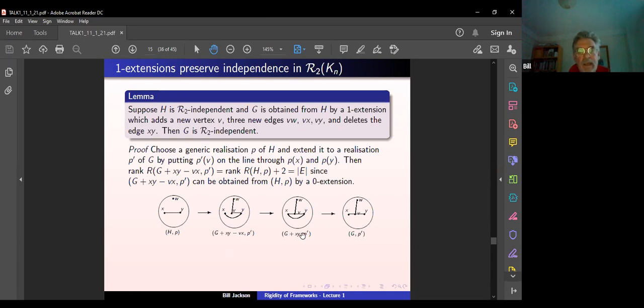And now we add the edge Vx, and we notice that a collinear triangle is a circuit. So the three rows in the rigidity matrix corresponding to Vx, Vy, and XY are minimally dependent. So when we add the edge Vx, we have this minimally dependent set. And then we construct J by deleting the edge XY from the minimally dependent set.